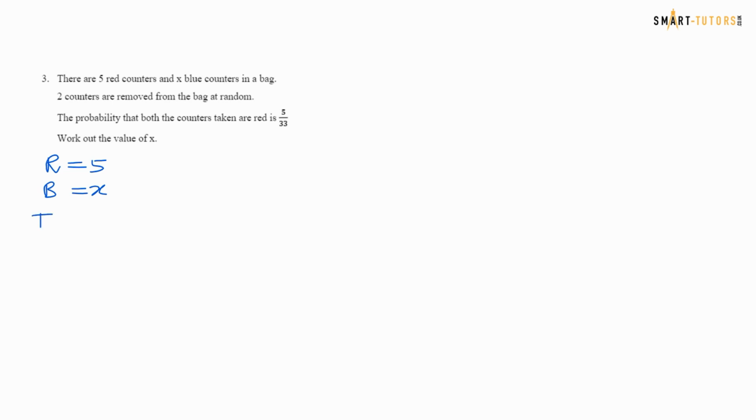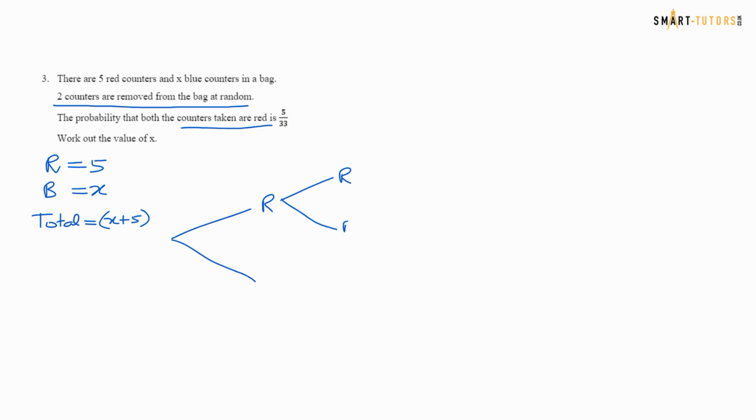Right, let's total this one. So the total is x plus 5 counters. Now read the question carefully. It's conditional probability. The 2 counters are removed and not replaced. So both counters are red. I'm going to draw the diagram. I'm not going to fill up everything: red and red here, blue here, red and blue. I'm only worried about the red and red.